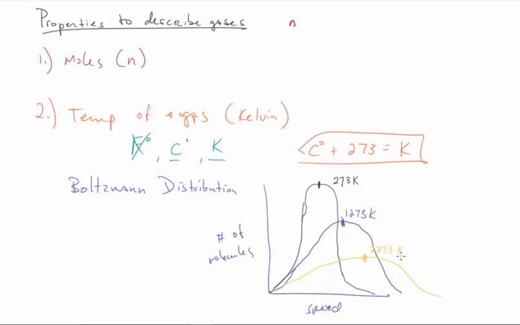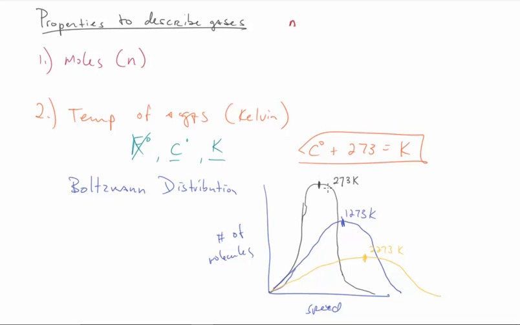Now, I made those numbers up. It's just to give you the general idea that the area underneath the curve is representative of the number of molecules moving at any given particular speed. And we see that as we spread that curve out, I get a larger number of molecules moving at a higher speed, i.e. the average kinetic energy has shifted.